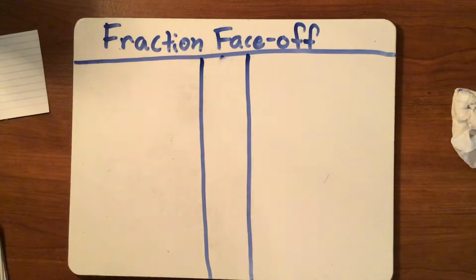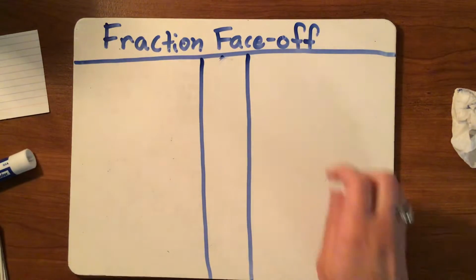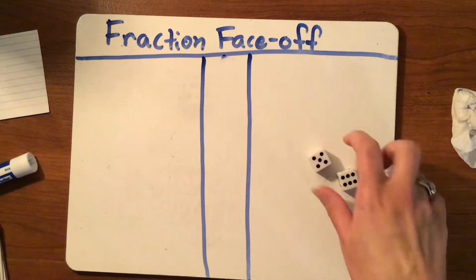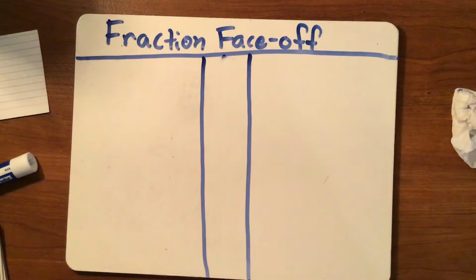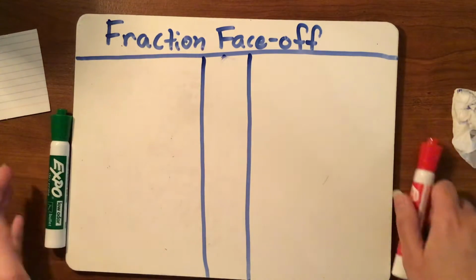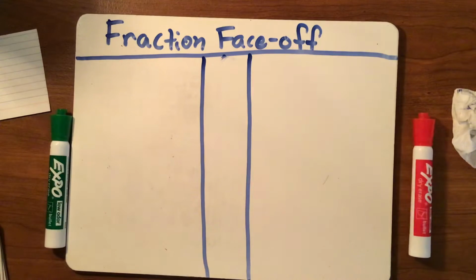You're going to need 2 dice and then something to write with. You can use a piece of notebook paper. I just chose to use a dry erase board. So person 1 versus person 2. I have 2 different colors. I just like to keep track of who's who by using different colors.